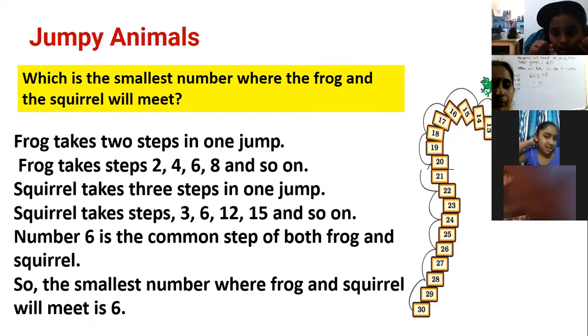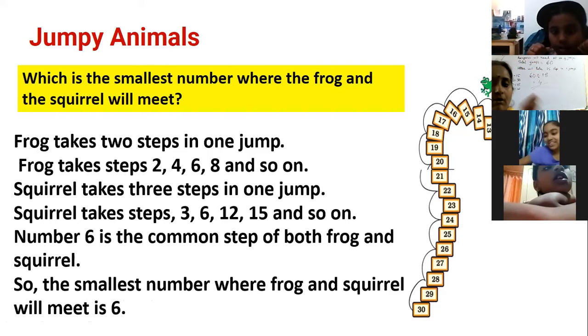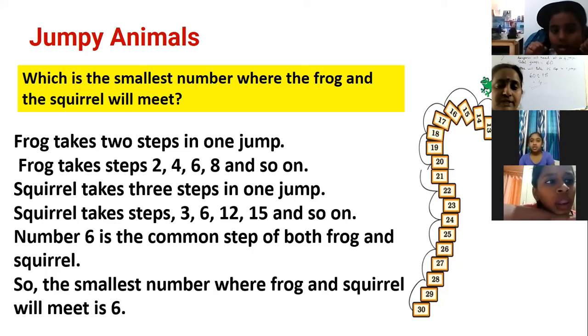Again, this is all about jumping animals. So jumping means we need to multiply. Sharing means we need to divide. Okay.